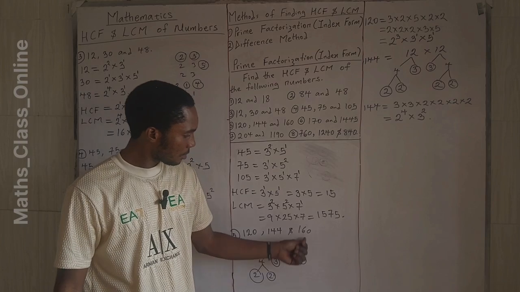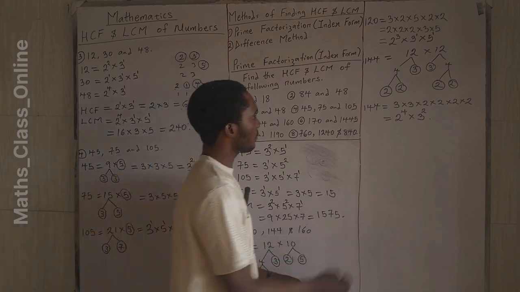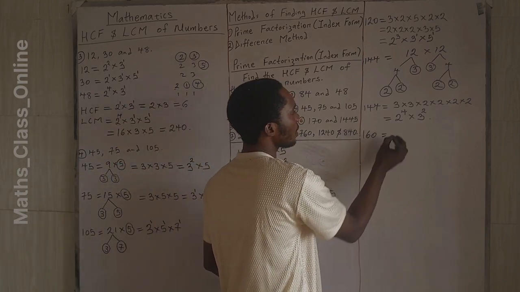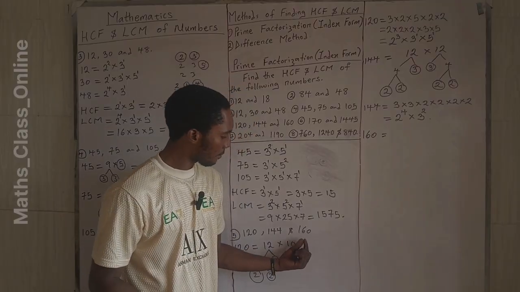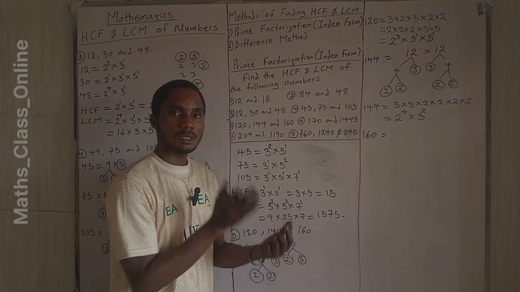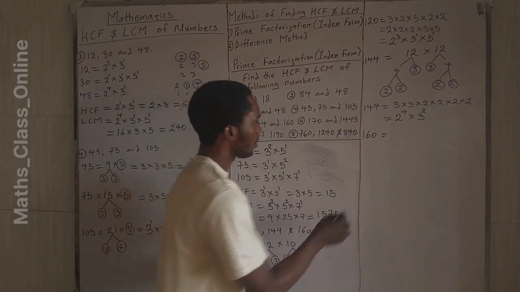The next here is what? 160. This is also divisible by 5. By 10 because it ends with what? 0.